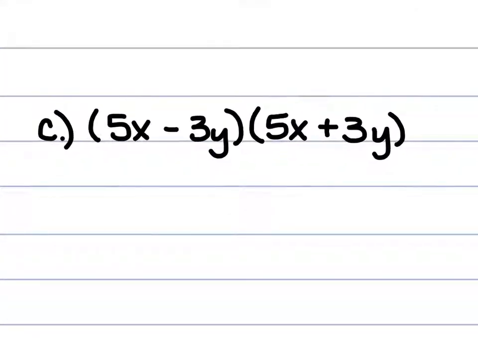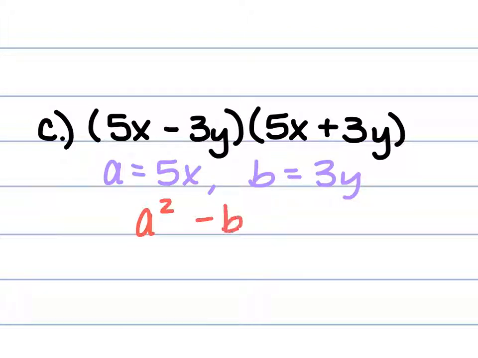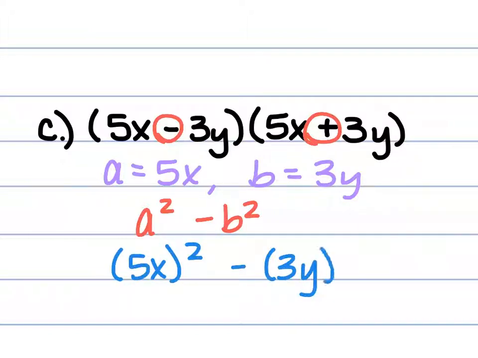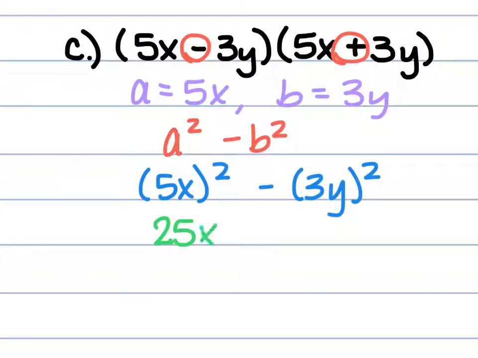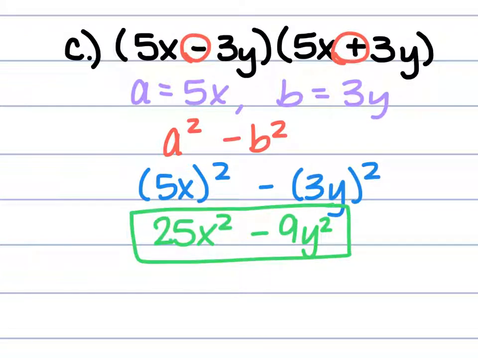For c, we have 5x minus 3y times 5x plus 3y. So again, pull out your a. We have a is 5x, our b is 3y. We're going to use the formula a squared minus b squared, because remember, opposite signs, a's and b's are the same. Plug in. So we're going to have 5x raised to the second power minus 3y raised to the second power. That 5x raised to the second power is 25x squared, minus that 3y raised to the second power is 9y squared. So 25x squared minus 9y squared.